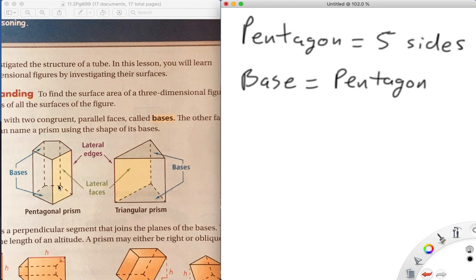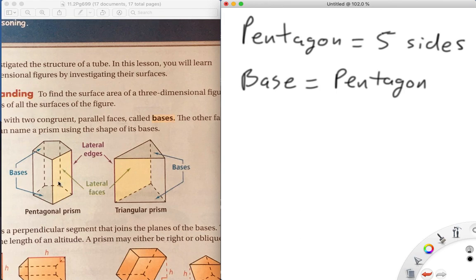Anything that's not a base is a lateral face. Lateral just means that it's the side of the particular prism. So in the case of this pentagonal prism, we have 1, 2, 3, 4, 5 lateral faces. And these lateral faces are rectangles.